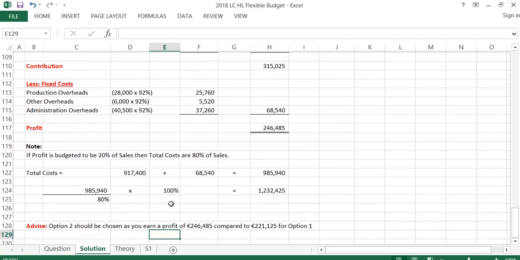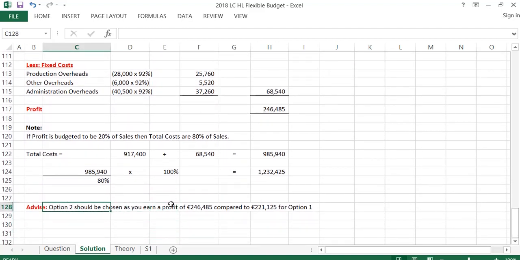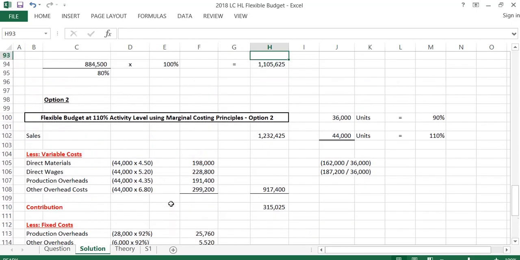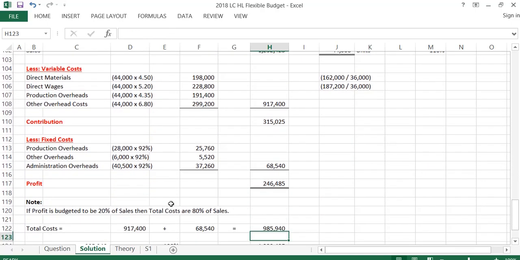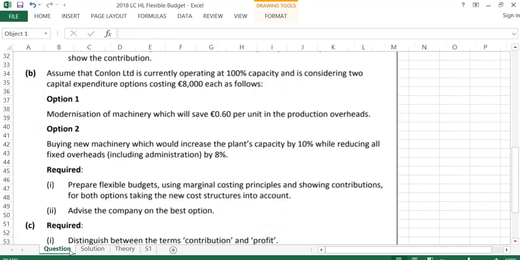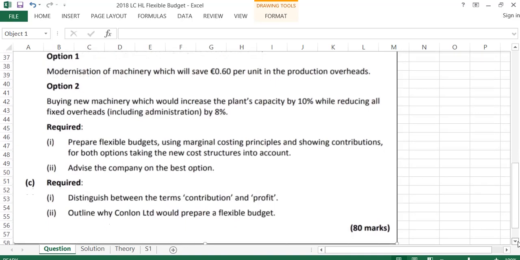So the advice we would give them is option 2 should be chosen, as you earn a profit of 246,485 compared to a profit of 221,125 for option 1. So we can see that option 2 is better because the profit is 246,485 compared to option 1 where the profit was just 221,125. So that is part B of the question complete, and part C is theory.